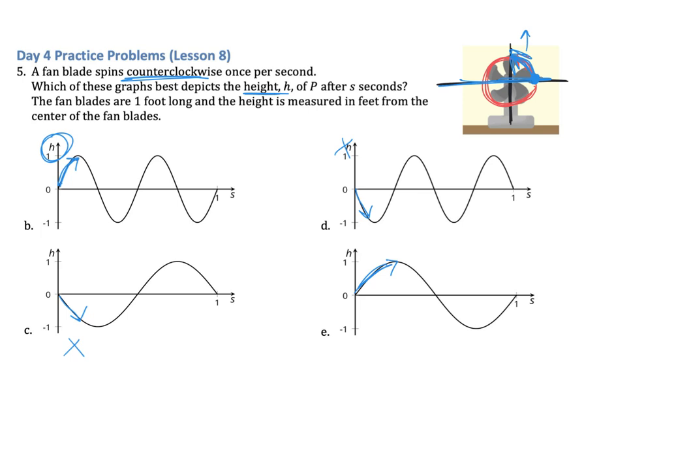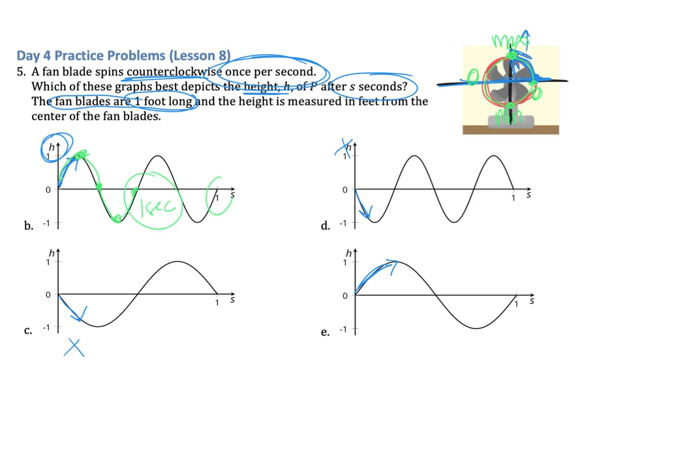Well, it says it's going to complete one cycle in s seconds. The fan blades are 1 foot long and the height is measured in feet from the center of the blades. So here it is. The blade spins counterclockwise once per second. Once per second means it goes to its maximum, back to 0, down to its minimum, and then back to 0 again in 1 second.